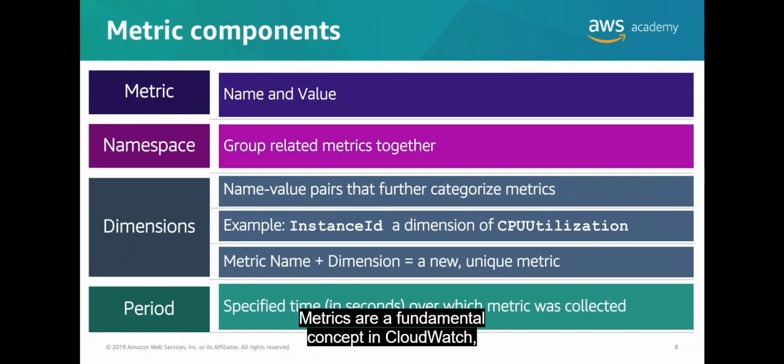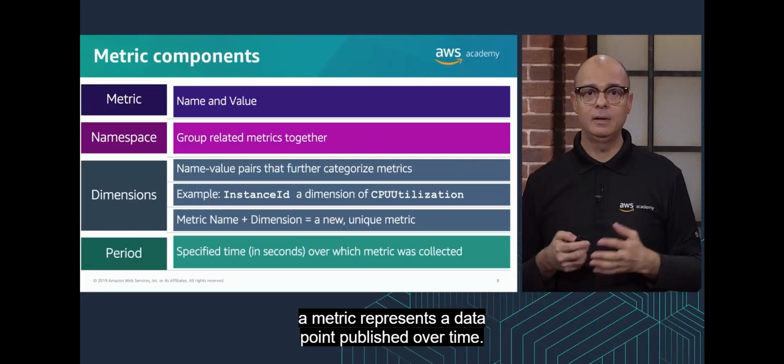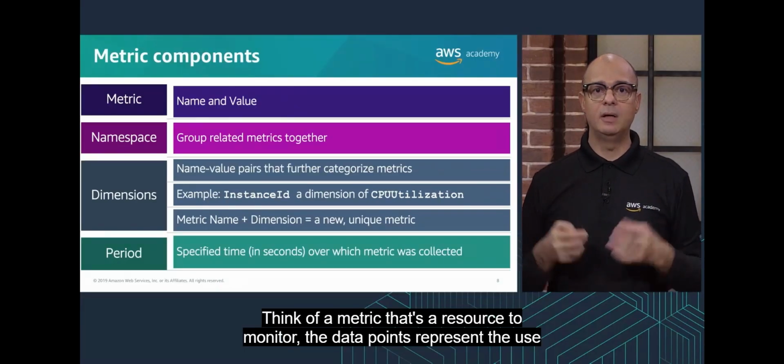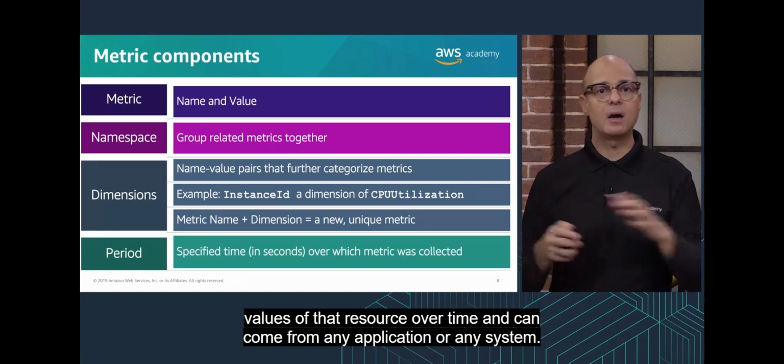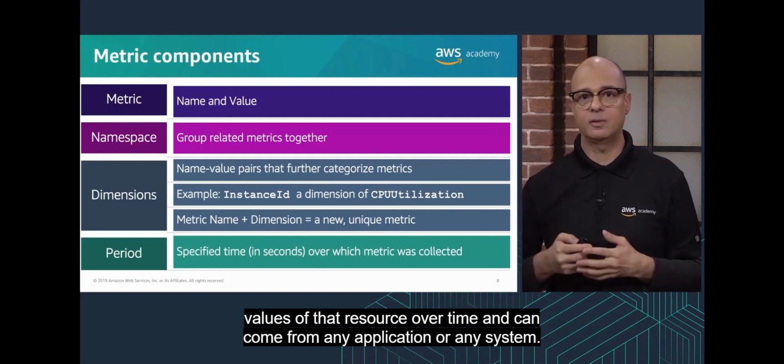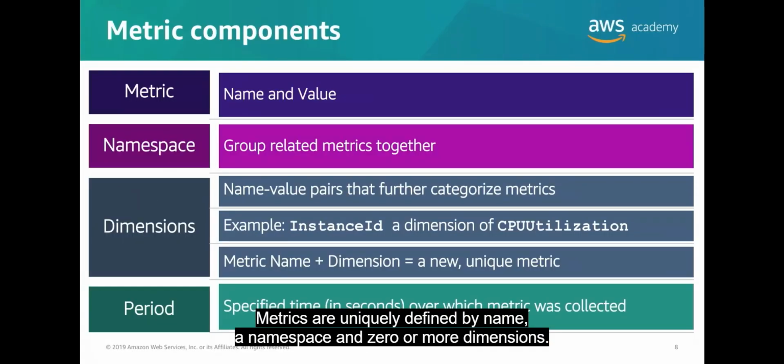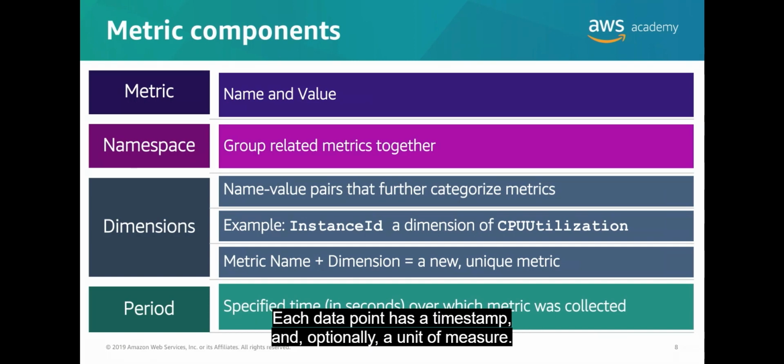Metrics are a fundamental concept in CloudWatch. A metric represents a data point published over time. Think of a metric as a resource to monitor. The data points represent the use values of that resource over time and can come from any application or any system. Metrics are uniquely defined by a name, a namespace, and 0 or more dimensions. Each data point has a timestamp, and optionally, a unit of measure. When you request statistics, you get a data stream identified by namespace, metric name, dimension, and optionally the unit.